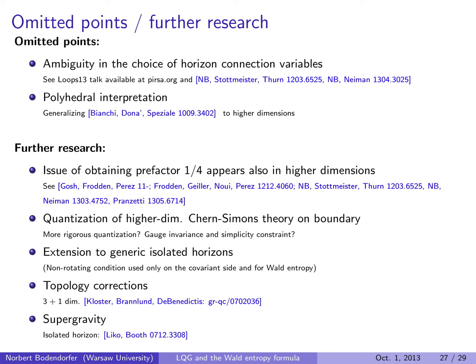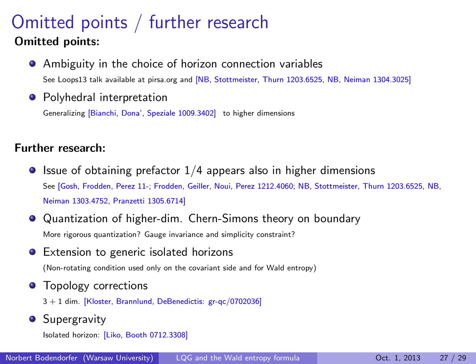Essentially, this interpretation of an SU(2) intertwiner as a polyhedron, you can generalize to higher dimensions and interpret a simple SO(D+1) intertwiner as a higher dimensional polytope. And this is also in the third paper cited at the beginning of the talk. Now, further research which might be interesting is obtaining the prefactor 1/4 in the beginning of the action.